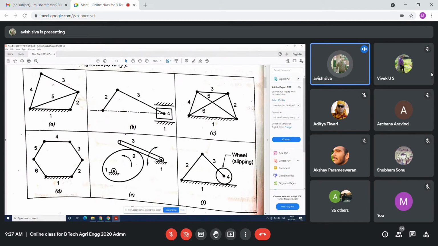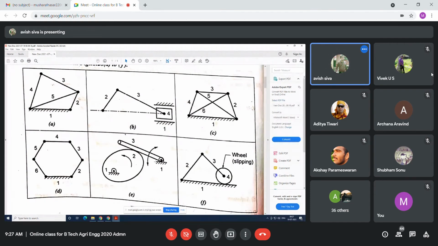So the first thing is you have to remember that all the fixed links are counted as one link only. Here you can see two fixed links are there, so they are counted as one only. And you can see the other two links also. So you will number the links as 1, 2 and 3. Total number of links will be 3. Then next is about the number of binary joints.